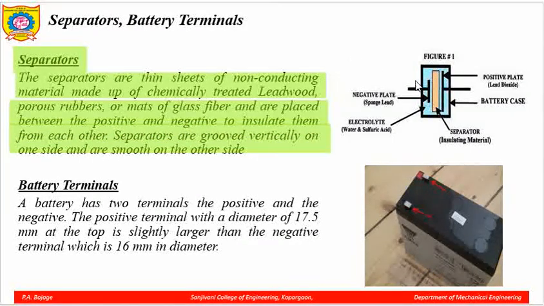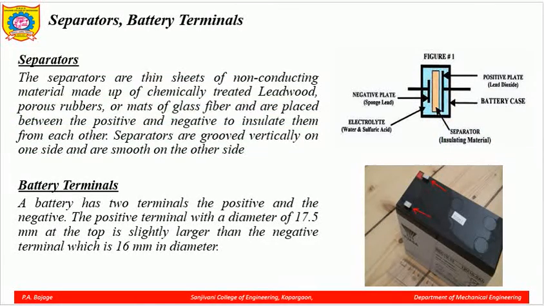You can see in this diagram, this is a separator generally made up of lead wood, porous rubber or glass fiber, in order to separate the positive and negative plate. The positive plate is the lead dioxide and the negative plate is this, and the electrolyte between the two is the sulfuric acid, and the separator acts as an insulating material.